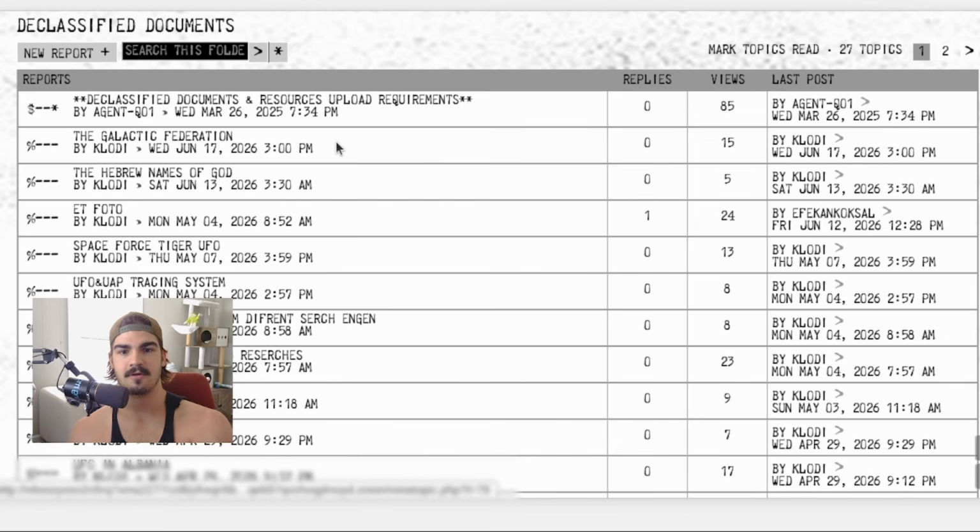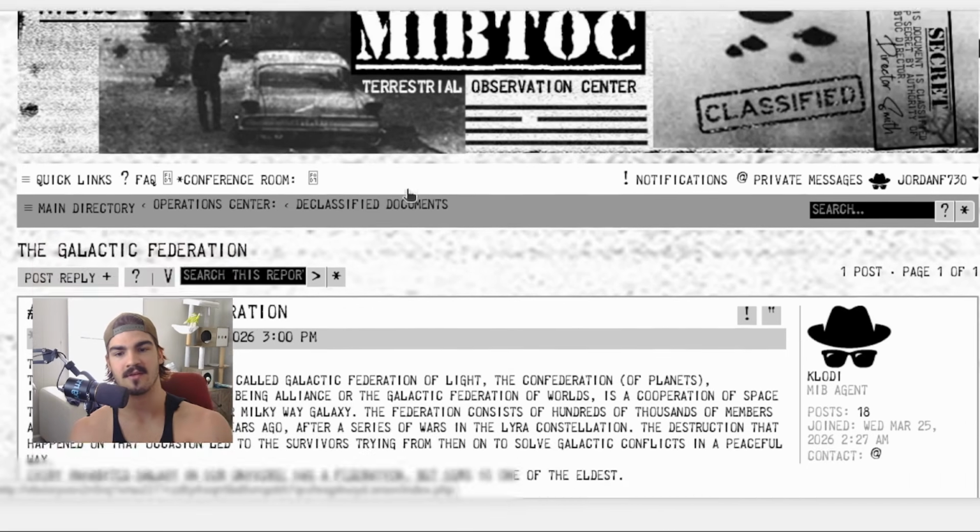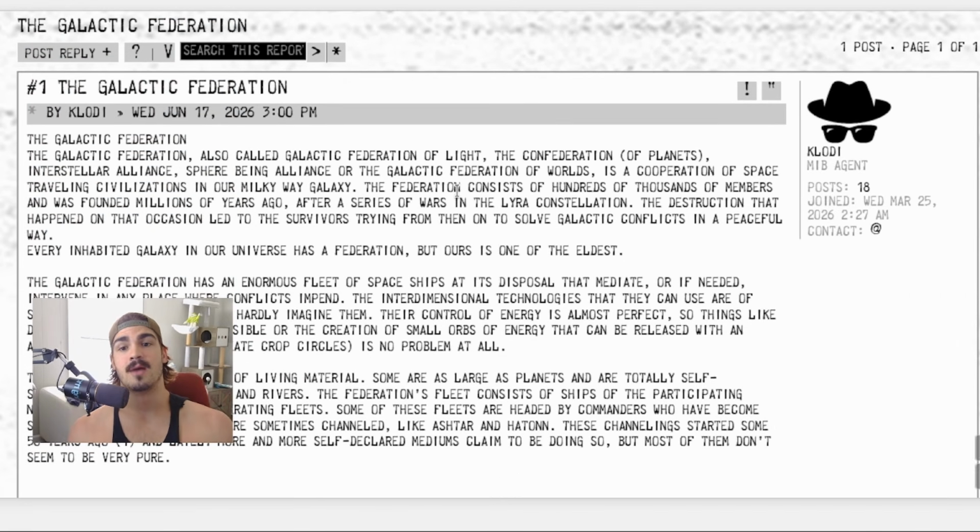The Galactic Federation. This was one of the most recent posts, June 17th, 2026. The Galactic Federation, posted by Claudia. The Galactic Federation, also called Galactic Federation of Light, the Confederation of Planets, and the Interstellar Alliance, Sphere Being Alliance, or the Galactic Federation of Worlds, is a cooperation of space-traveling civilizations in our Milky Way galaxy. So they're not that far away from us, according to this guy.